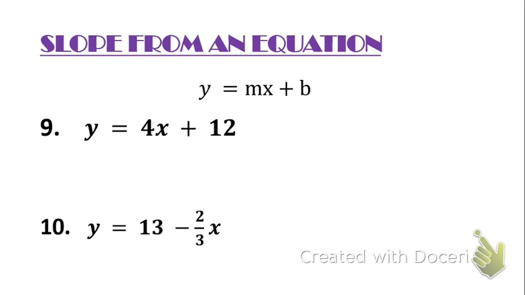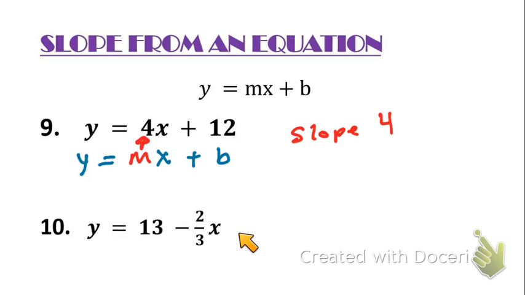All right, so let's look at number 9. I'm going to put this equation, y equals mx plus b. If you notice, number 9 is y equals a number, a letter, and then another number. This is already in slope-intercept form. It follows y equals mx plus b. This number 4 is your slope. So the slope for number 9 is 4. The end.